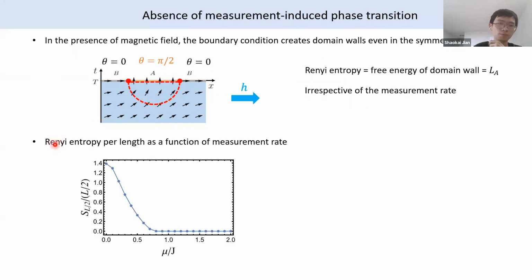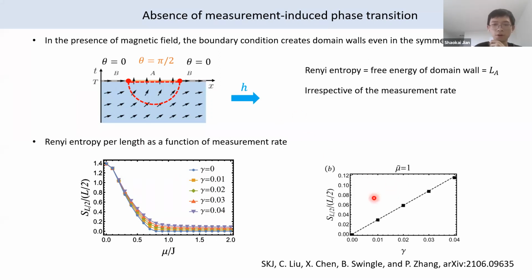So like before, I plot the Renyi entropy per length as a function of measurement rate. If there is no quantum error, we have measurement induced phase transition as before. But if I turn on finite probability of losing the record, you can see the Renyi entropy per length is always finite. So the transition is gone just because the magnetic field explicitly breaks the symmetry.